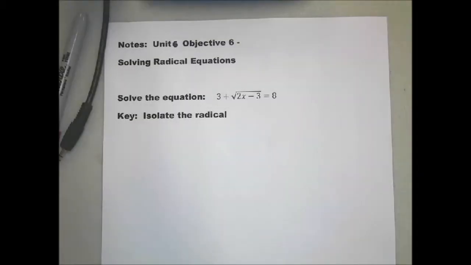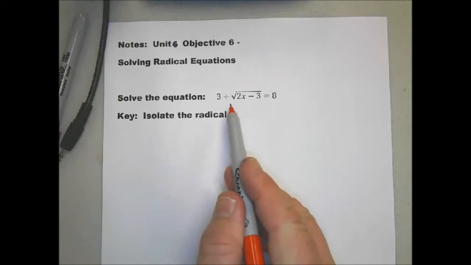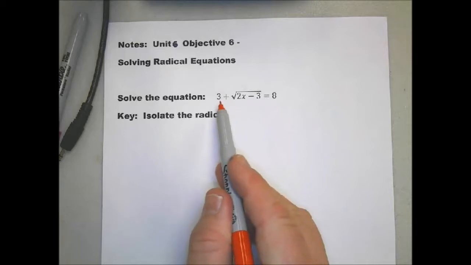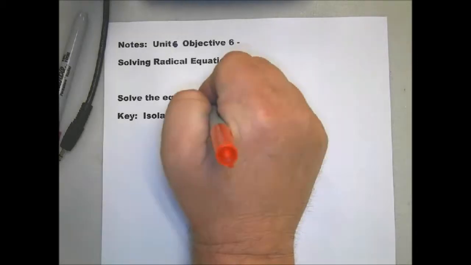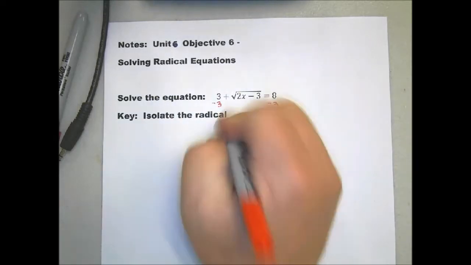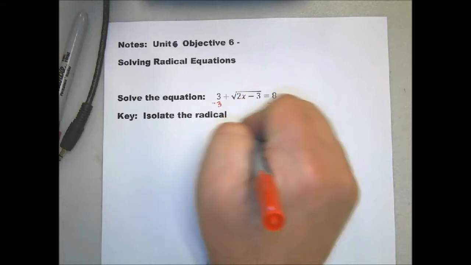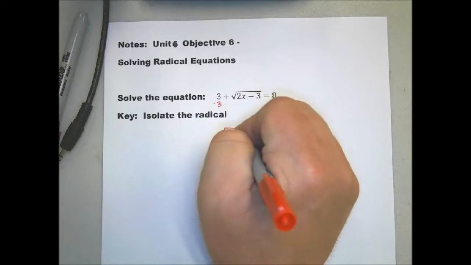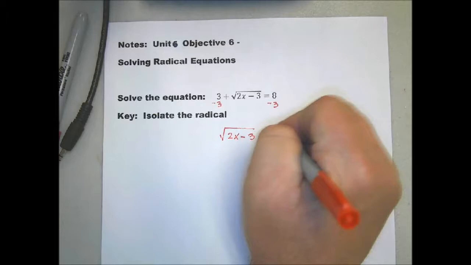Unit 6, Objective 6 is solving radical equations. And like I always do, I try to start off with some easy examples, and I work my way up to some more difficult ones or some uglier ones. So I'm going to do the exact same thing here. For this very first problem, I'm going to just get rid of this 3 first. And that means my left-hand side now is the square root of 2x minus 3 equals 5.